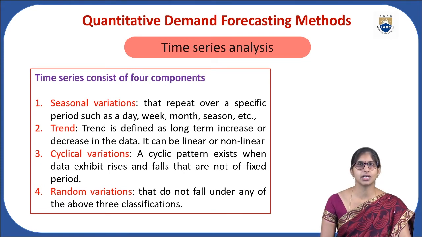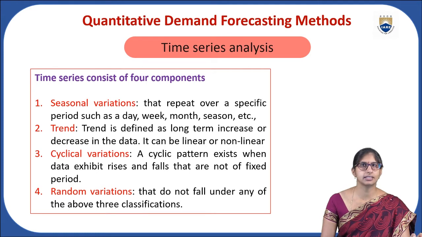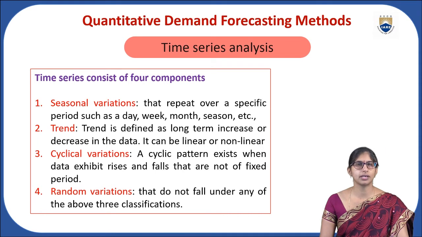Next, coming to the cyclical variations. There will be wave-like fluctuations in the variations. Here the data exhibits rises and falls, and suddenly there will be a lot of increase in sales and a lot of decrease in sales. That is what cyclical variations are.